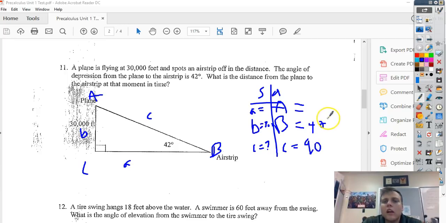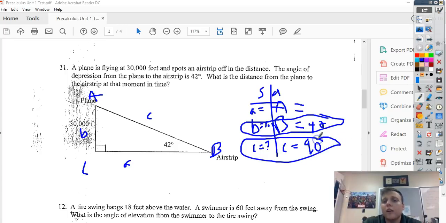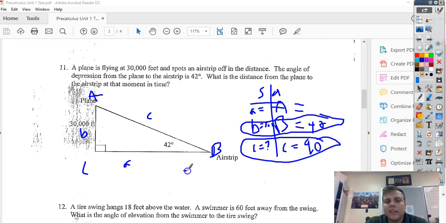Now, several of you I saw were saying, oh look, I have a pair, and I have half a pair, so therefore I can use the law of sines. So I can say 30,000 over sine of the angle opposite 30,000, which is 42, is equal to C over sine 90.